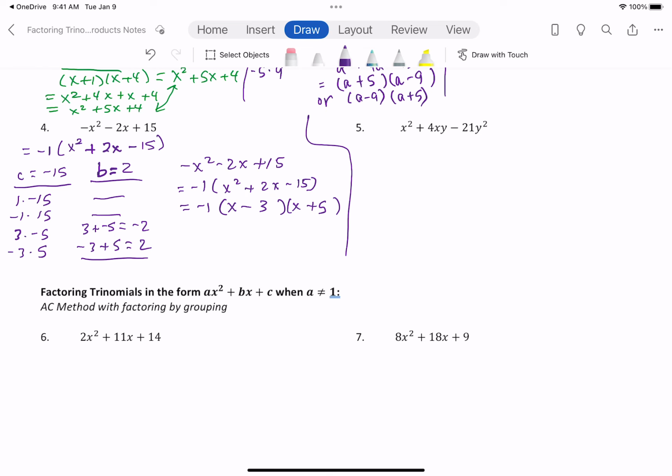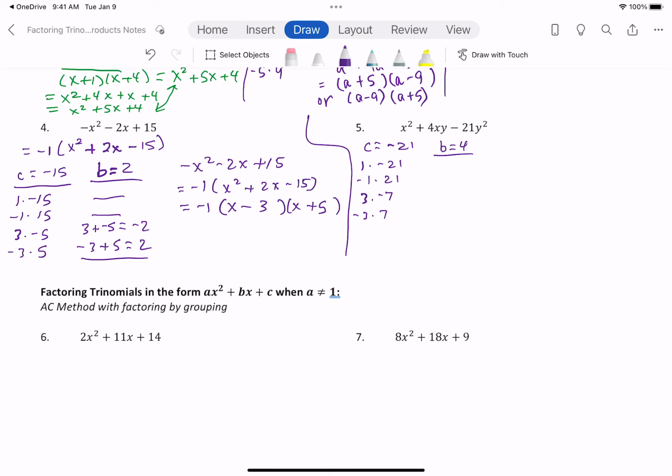My c in this case is -21. We're still going to list out the factors. So it could be 1 times -21, -1 times +21. 21 isn't divisible by 2, it is divisible by 3. So we could have 3 times -7, -3 times 7. And I think if we kept going, they're going to start repeating from there. And we're looking to get a b equal to 4.